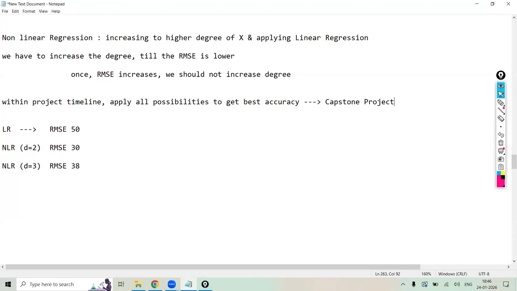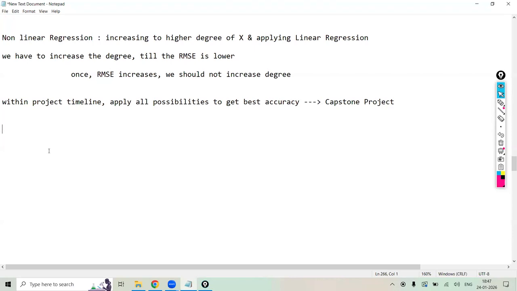Every project will have some timeline. So within the timeline, we have to try all the possibilities. How many possibilities are there? Every algorithm we have to apply and we have to get the best output. Is the point clear? Up to here, everyone is clear?